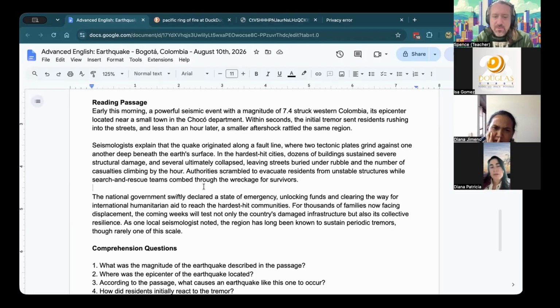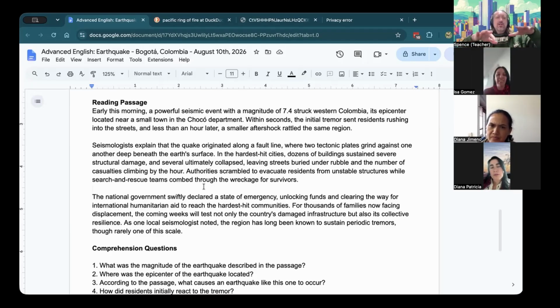Okay. Wreckage, for survivors. Wreckage. Yeah, so wreckage is like the remaining destroyed cars or ships or buildings. Like scuba divers, a lot of the time they want to go down to see the wreckage of the sunken ship at the bottom of the ocean. But in this case, the wreckage would be the destroyed buildings. Okay. Thank you.